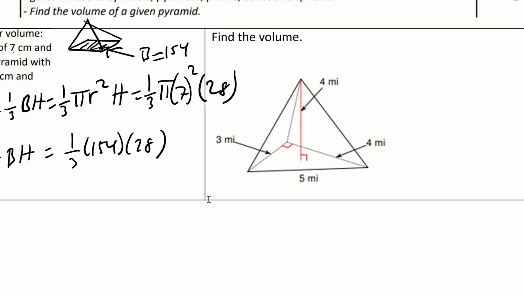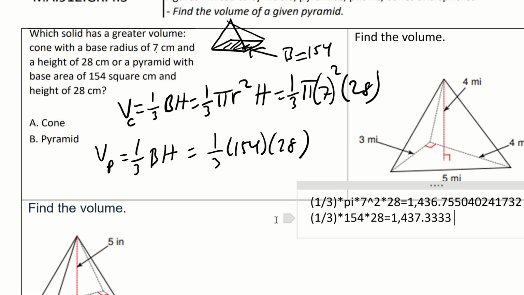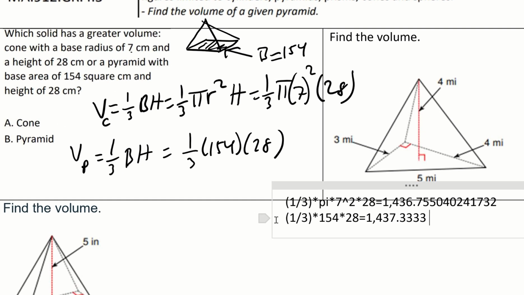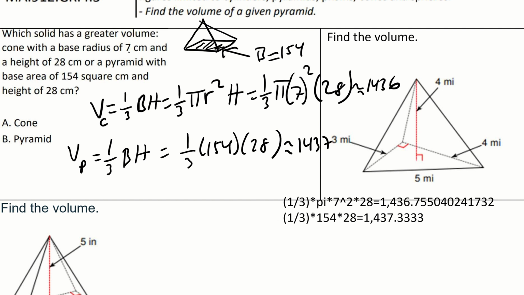So let's do that over here. So we get 1/3 times pi times 7 squared times 28. All right, and then we get for the next one. So we get, they're pretty close, 1,436, 1,437. So it looks like the solid with the greatest volume is the pyramid by a small amount. So we got, this is approximately 1,437, this is approximately 1,436. So the pyramid is greater.